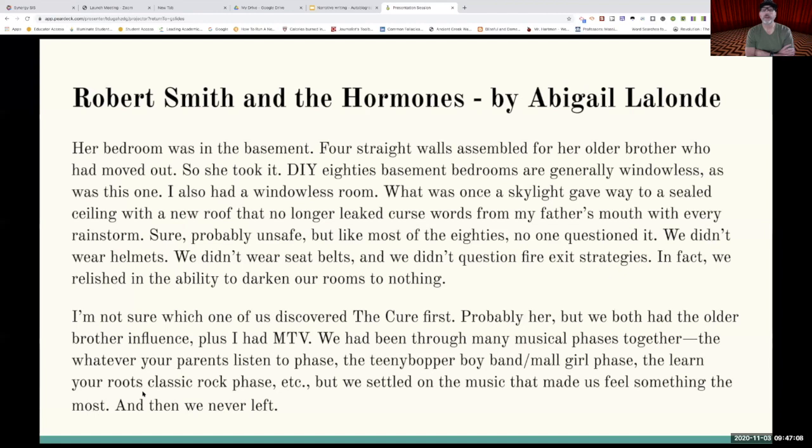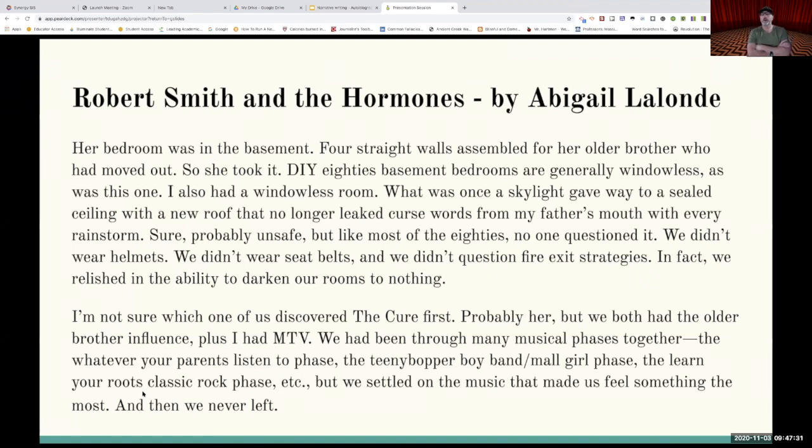DIY 80s basement bedrooms are generally windowless, as was this one. I also had a windowless room. What was once a skylight gave way to a sealed ceiling with a new roof that no longer leaked curse words from my father's mouth with every rainstorm. Sure, probably unsafe, but like most of the 80s, no one questioned it.